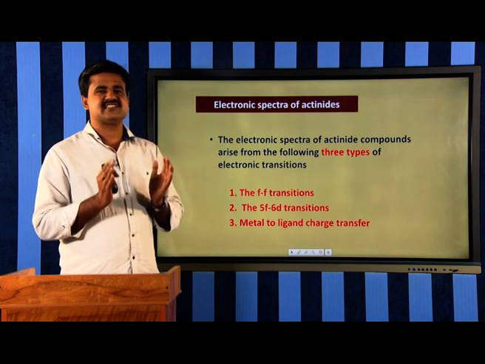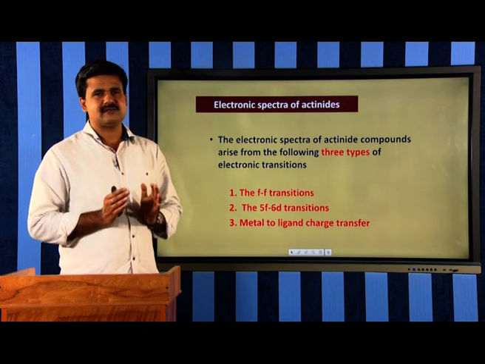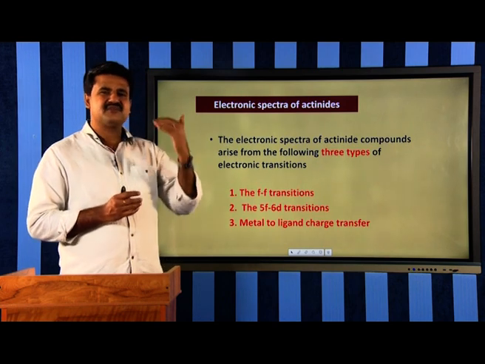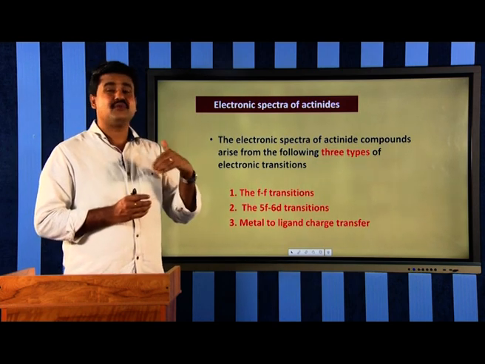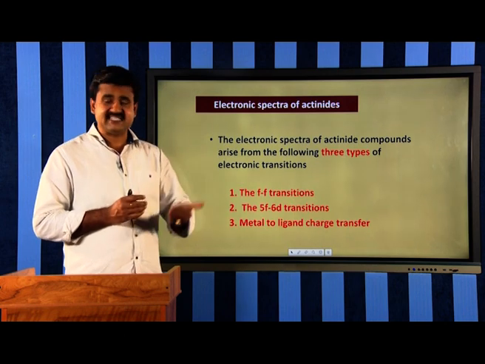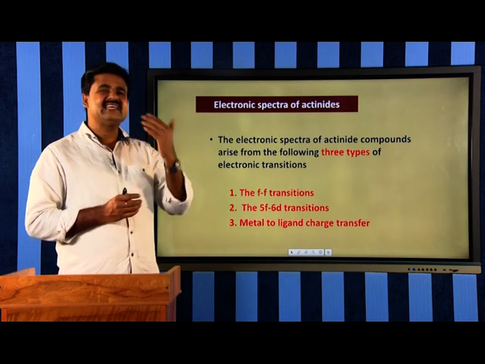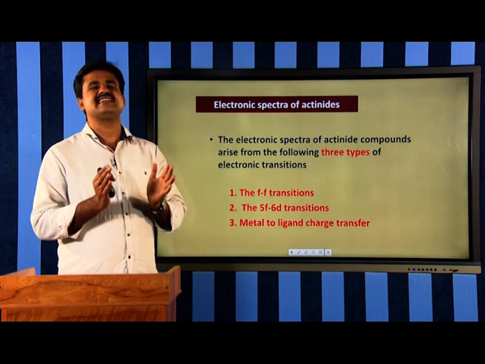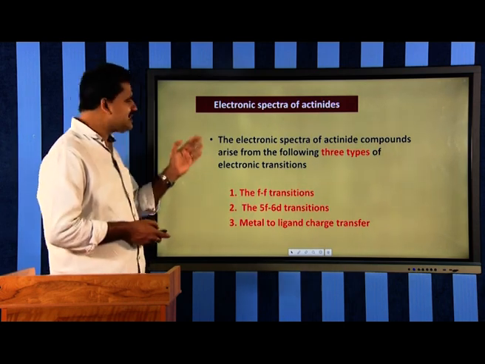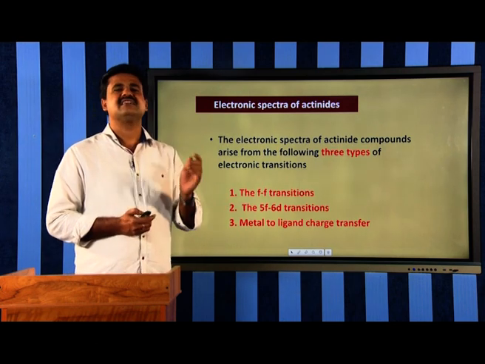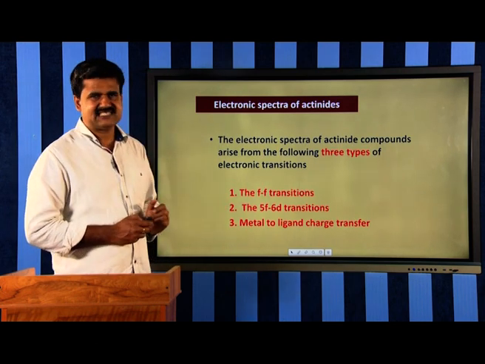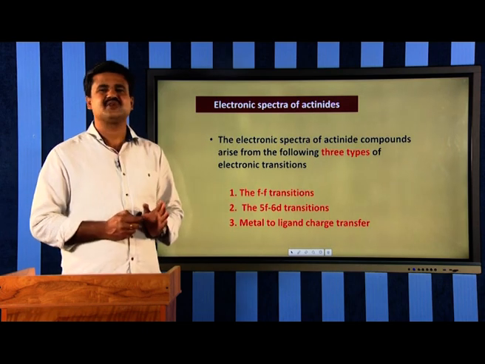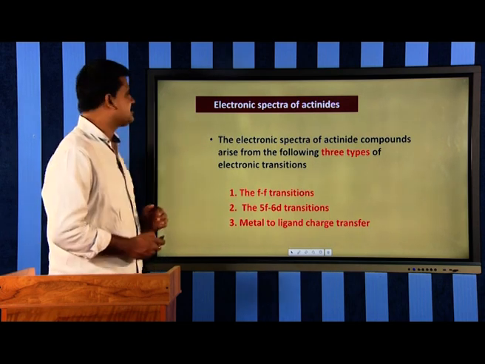Charge transfer transition simply means electronic transition. Metal to ligand charge transfer means electrons are transferred from the central metal of a coordination complex of actinide to high energy pi star antibonding orbitals of the ligand present in the actinide complex. So, these three transitions govern the electronic spectra of actinides. We can enter into details of each and every electronic transition possible in actinides.